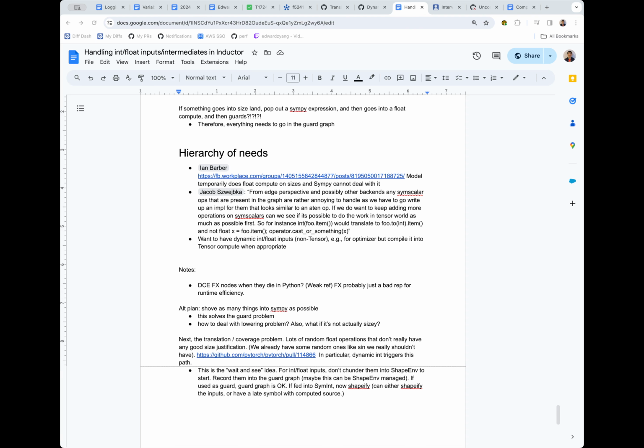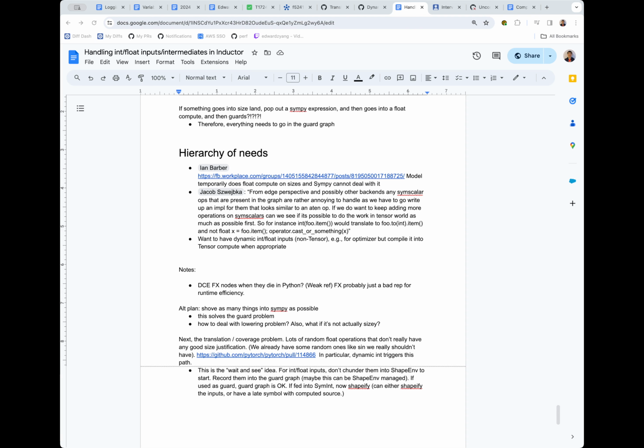Okay, another question. If you do the first proposal, which is just shove as much into SymPy as possible, this means that the third point here is not solved, right? There are still dynamic ints and floats that are not size related that then don't get handled in this way.